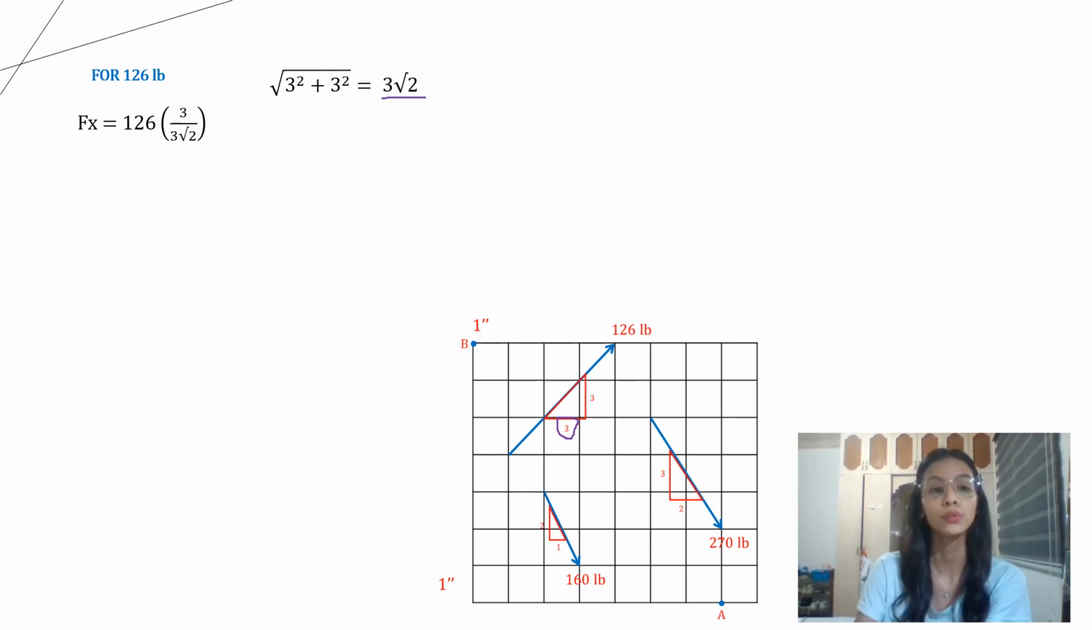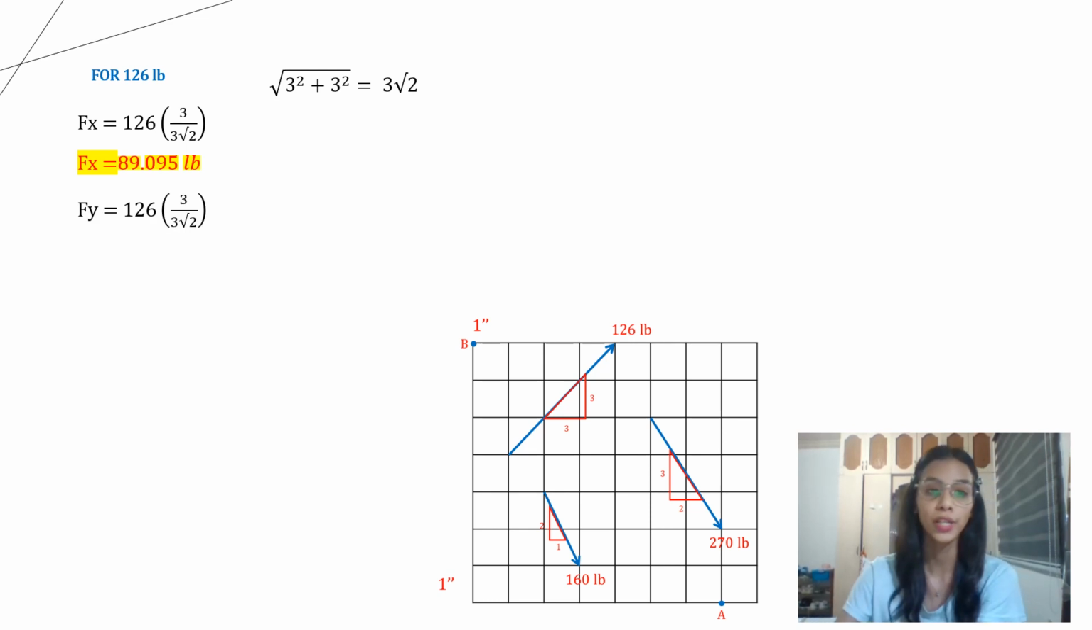Fx is equal to 89.095 pounds. And for our Fy, we have 126 times 3 over 3 square root of 2. Since they are both 3, we come up with the same answer. Our Fy is also 89.095 pounds.